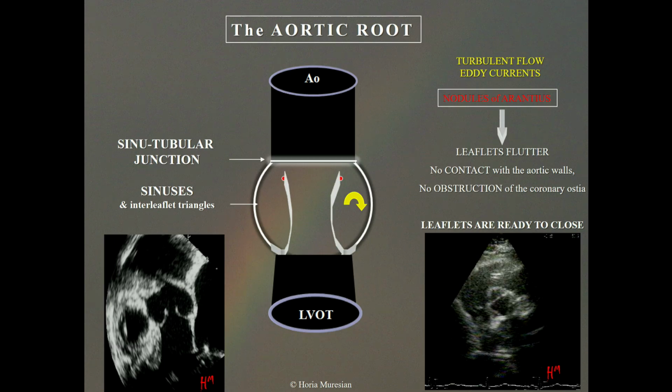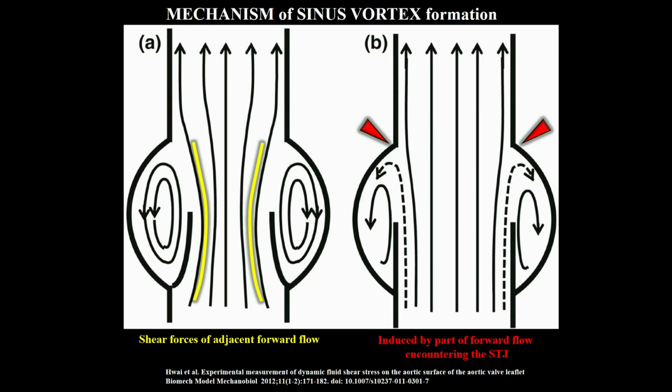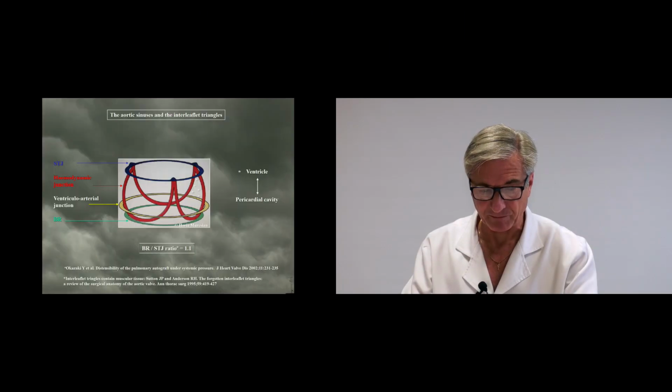The general disposition of the aortic root is with a dilated portion, represented by the sinuses, between two narrower segments, the left ventricular outflow tract and the ascending aorta. This allows the formation of eddy currents in the sinuses and the systolic dilation of the sinuses. The aortic leaflets will flutter without making contact with the aortic walls and without obstructing the coronary ostia, while being also ready to close during diastole. The mechanism of vortex formation may be due to the shear forces of backward and forward flow and/or induced by the impact with the sinotubular junction.